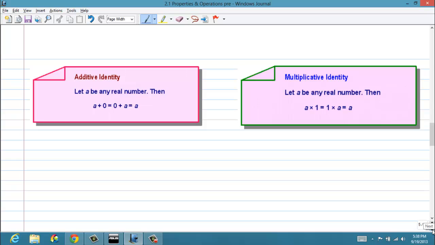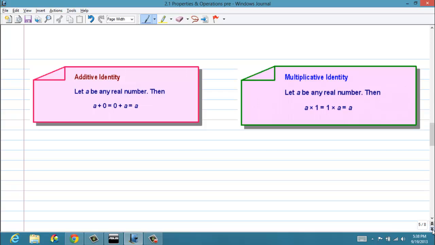Okay, identity properties. When 0 is added to any number, or when any number is multiplied by 1, the result is identical to the original number. These properties of 0 and 1 are called identity properties. And the numbers 0 and 1 are called identities.